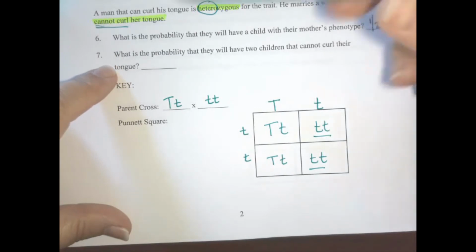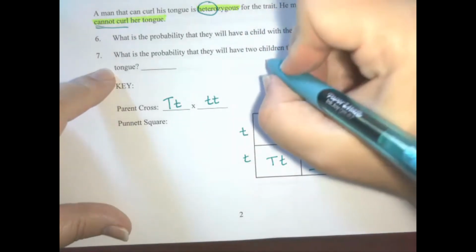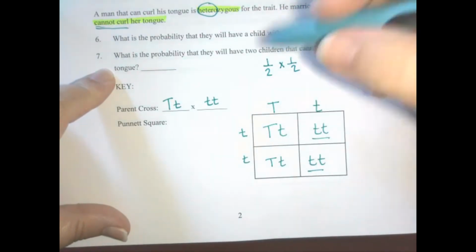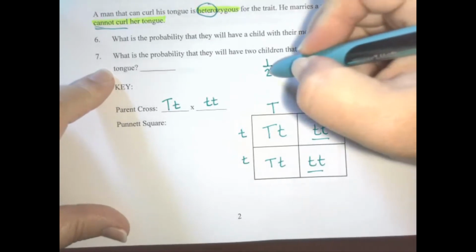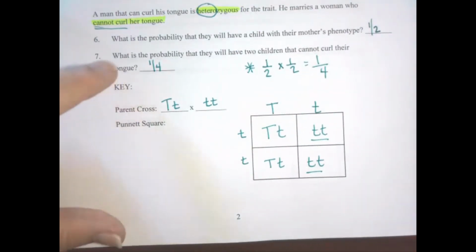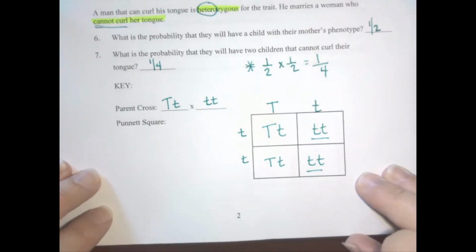Okay, the next question though says, what is the probability they will have 2 children that cannot curl their tongue? Guys, this means they have 1 child and another. So here you're going to have to do 1/2 times 1/2. 1 times 1 equals 1. 2 times 2 equals 4. They have a 1/4 chance that both of their children cannot curl their tongue. Okay, so this right here is that law of probability. And there's a little video for you to watch on your worksheet if you are not understanding that. Okay, so this is the idea of a monohybrid cross.